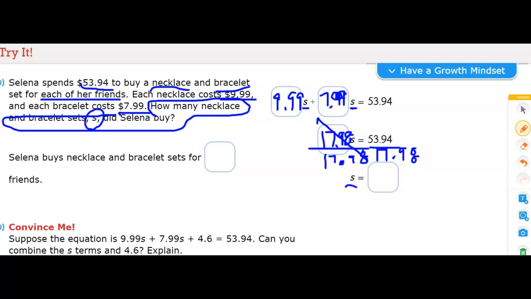Now we have to take the $53.94 and divide it by $17.98. That is equal to 3. So now we have solved for the number of bracelets and necklaces that she bought for each of her friends.